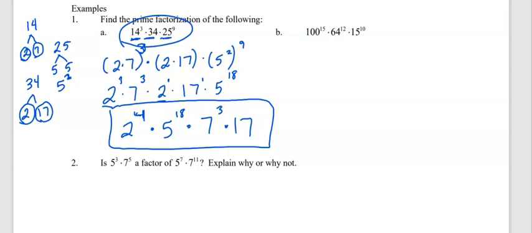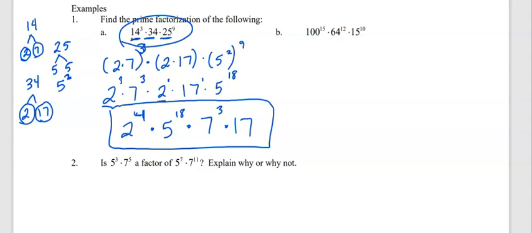Now I did put them in numerical order. That does not mean that you have to. You could write this in another order, like you could do 2 to the fourth times 7 to the third times 17 times 5 to the 18th, and that's still correct because the order in which you write your prime factorization does not matter.